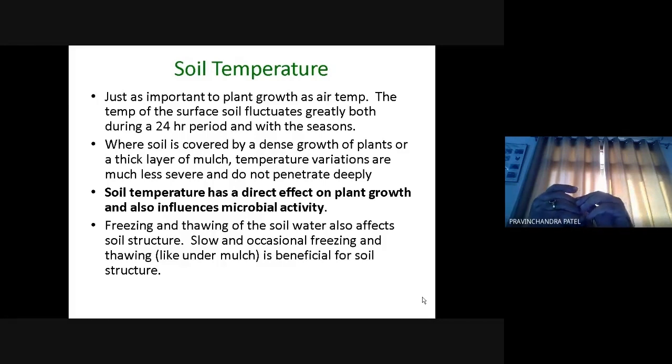Then freezing and thawing of the soil water also affects soil structure. Slow and occasional freezing and thawing, like under mulch, is beneficial for soil structure. So you know that at present the farmers are using mulch, particularly in watermelon and other crops.